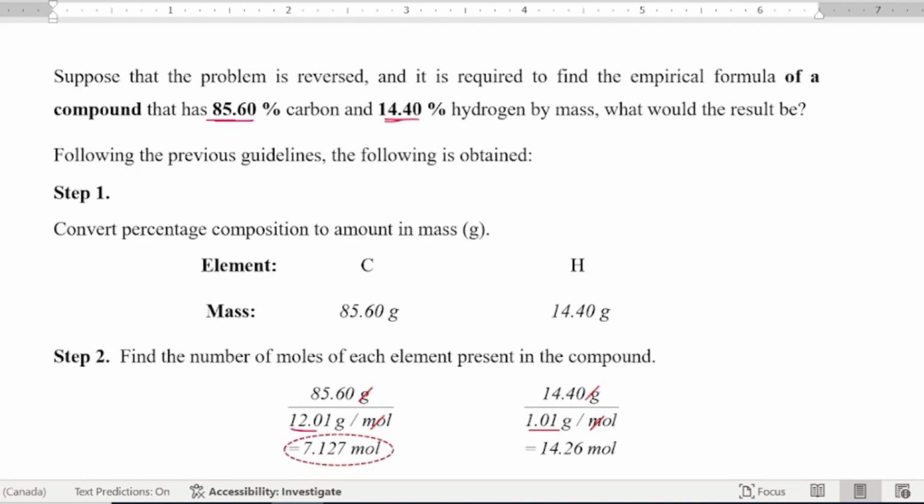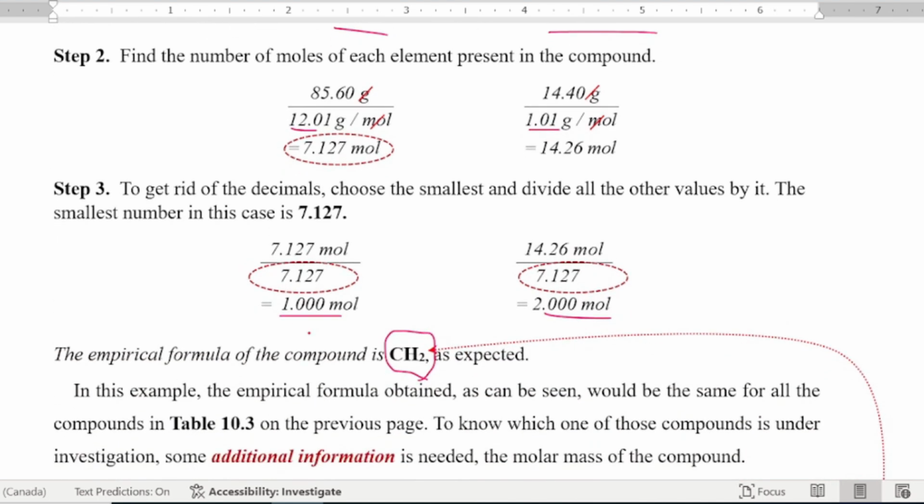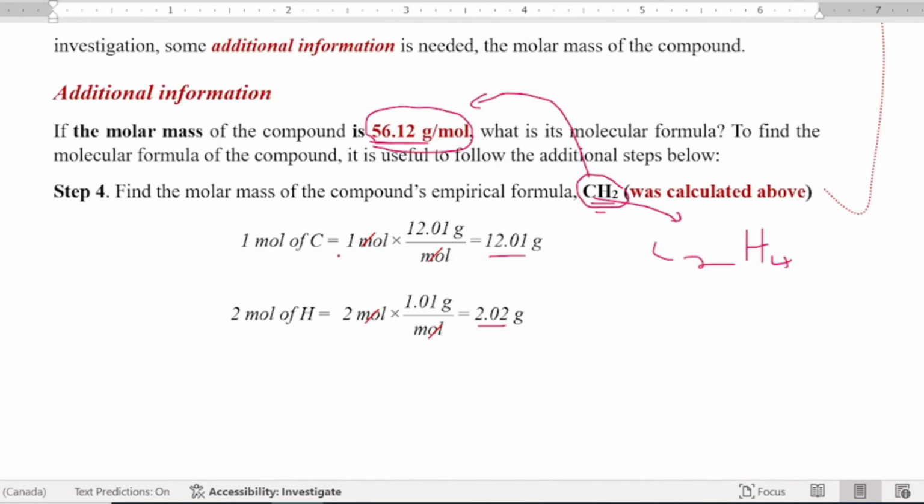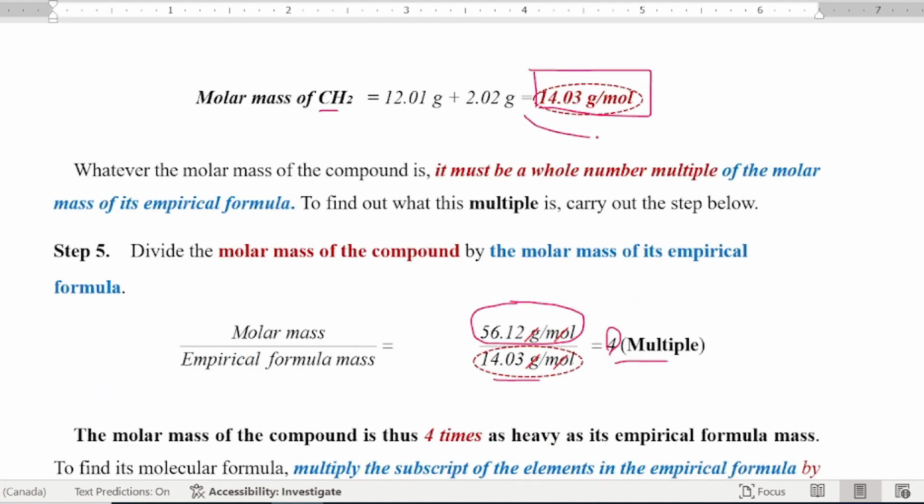Change percentage to grams, mass in grams. Then you find the number of atoms for each. Doing that, we did the empirical formula already, and you found that it is this, 1-to-1. So the empirical formula is this. We didn't know about the empirical formula, you're just given percentage composition and the molar mass of the compound, right? Next thing you do is to find the molar mass of the empirical formula. So it has 1 carbon, and that's equal to 10.01, 2 hydrogen, this, add these 2 together, and you get 14.13 grams per mole. This is what it is for its empirical formula.